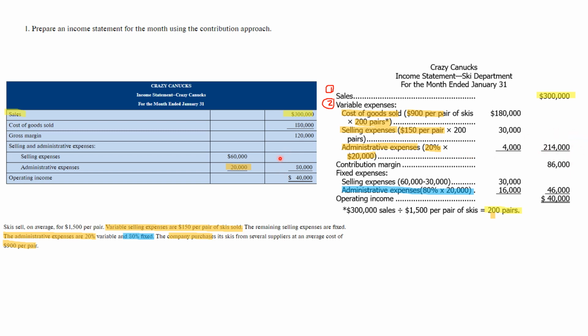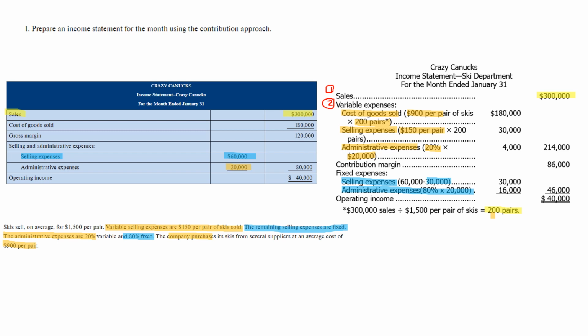The only thing we have to get back to now is the remaining selling expenses. If we go back to this line, the variable selling expenses we figured out above were the $30,000, which is that $150 per pair times 200 pairs. So the remaining selling expenses are fixed. You can see our selling expenses were originally $60,000. We determined that $30,000 were variable and are included up here, and I'll get rid of this so it doesn't get too confusing. So the remaining $30,000 is sitting as our fixed expenses.